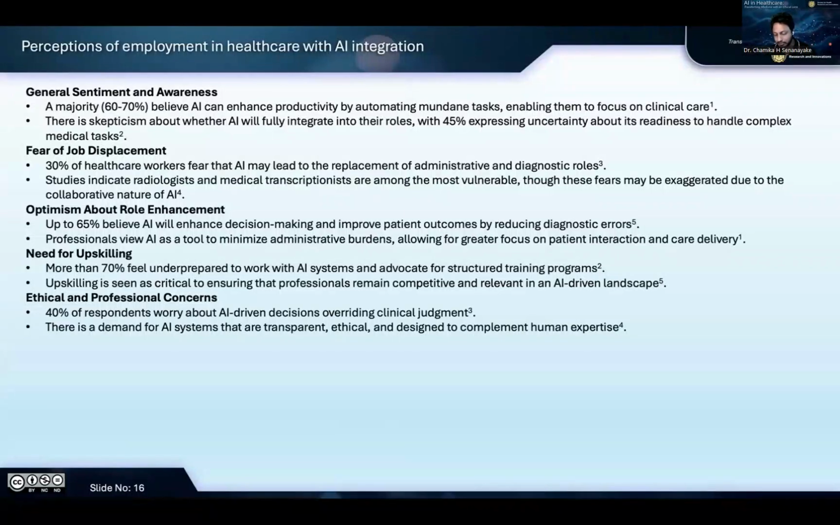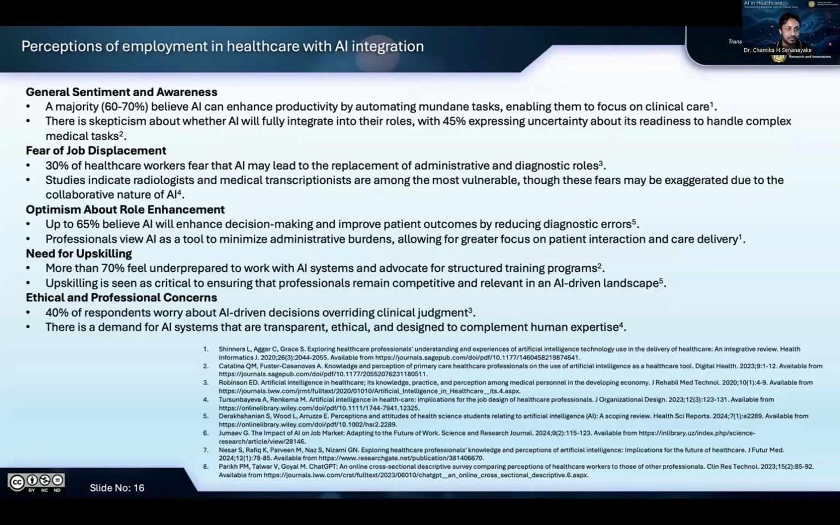With all these investments, we have to think about the perception of our colleagues in healthcare regarding AI integration. According to research, the majority believe that AI can enhance productivity, but there is always skepticism about whether AI will fully integrate into their roles, with 40% expressing uncertainty about its readiness to handle complex medical tasks, and fear of job displacement. I think that's a very important thing. 30% of healthcare workers fear that AI may lead to replacement of administrative and diagnostic roles.